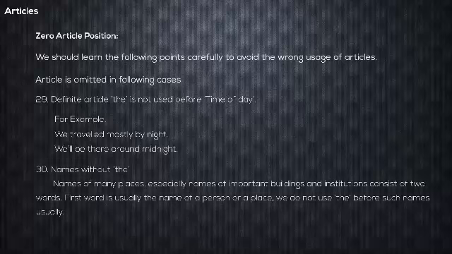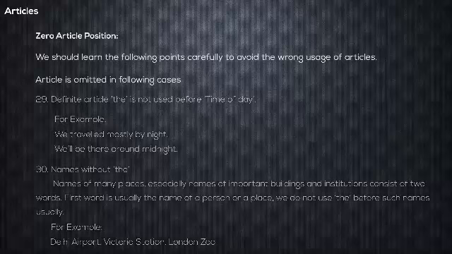30th. Names without the. For the names of many places, especially names of important buildings and institutions which consist of two words, the article the is not to be used. The first word is usually the name of a person or a place, and we do not use the article the before such names. For example, Delhi Airport, Victoria Station, London Zoo. 31st. Usually no article is used with the names of airlines and companies. For example, British Airways, IBM, Indian Airlines, etc.